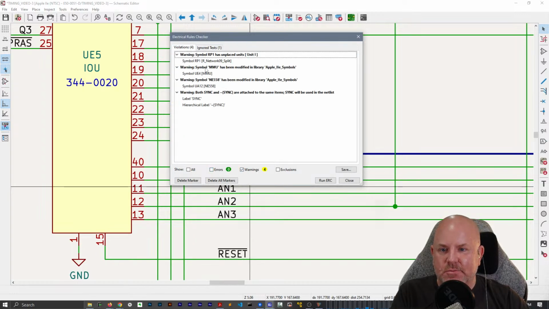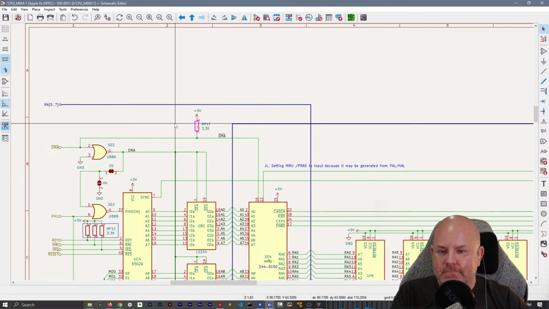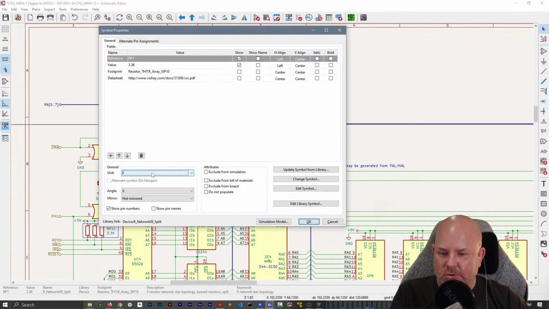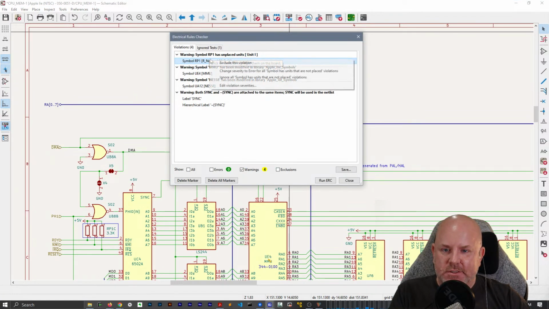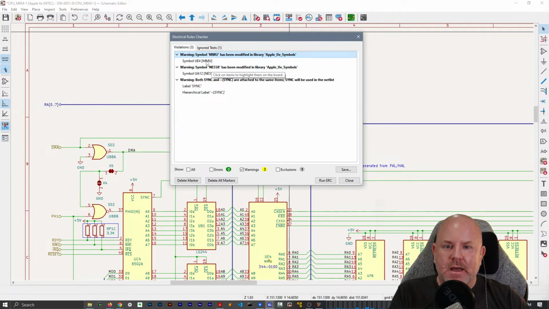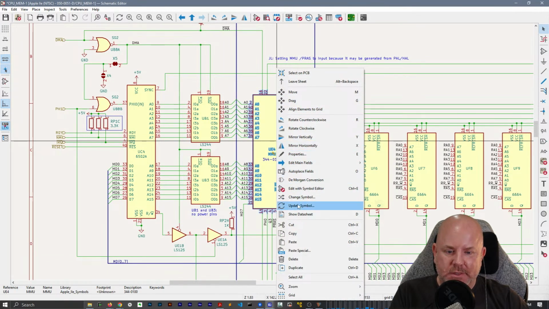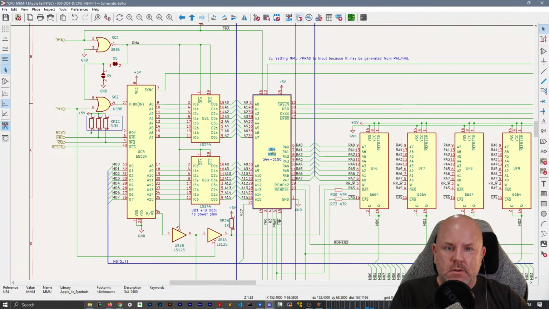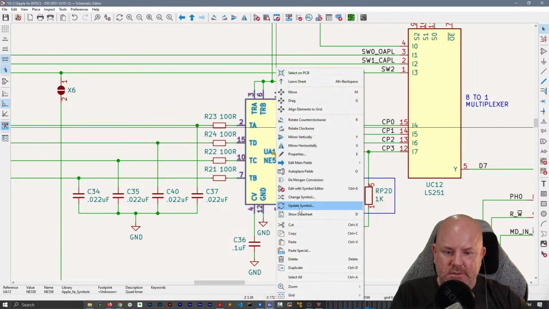That's fine. Okay, so let's see what our warnings are now. So RP1 has unplaced units. Okay. How many units does it have? Oh, yeah. Well, I think we're just going to exclude that one. MMU has been modified from the library. Okay, let's update it. Any has been modified. Okay, let's update that.